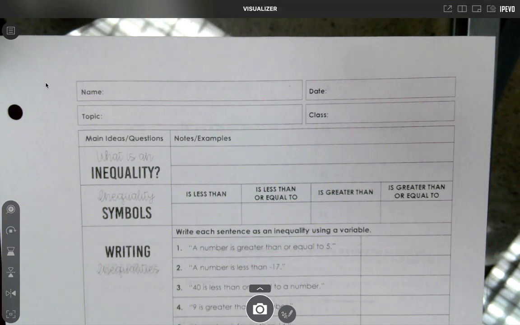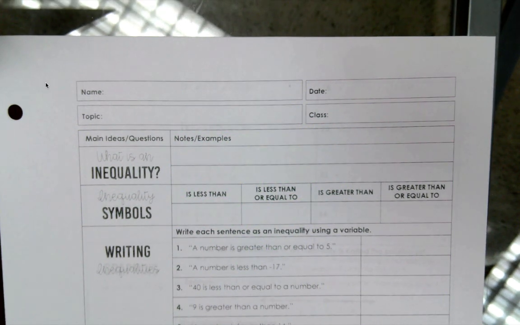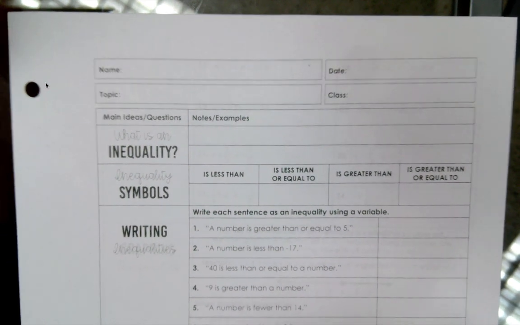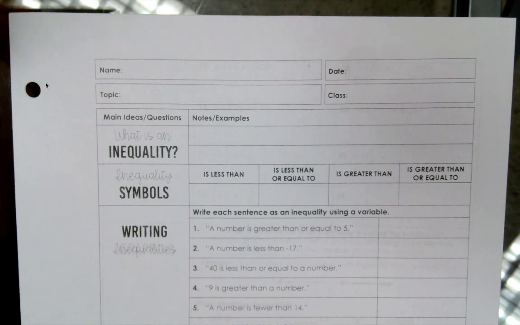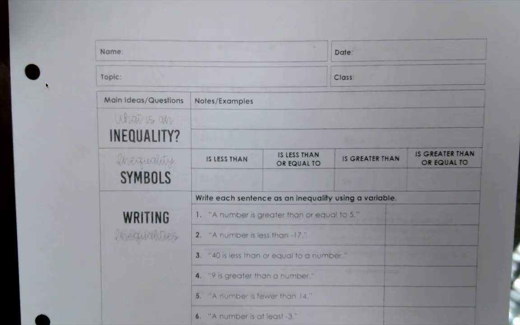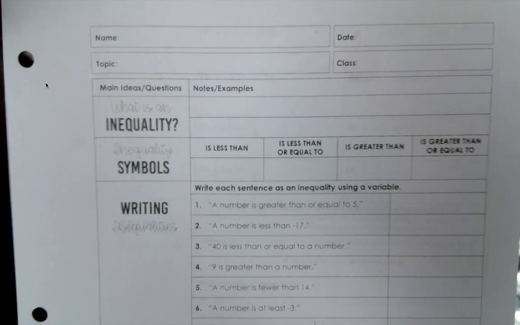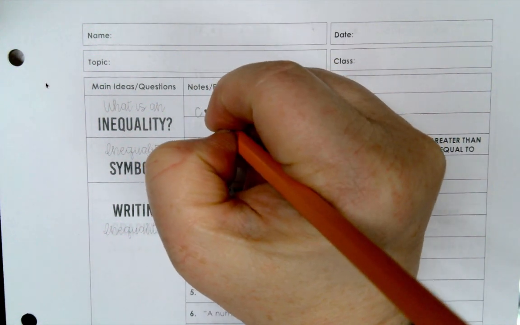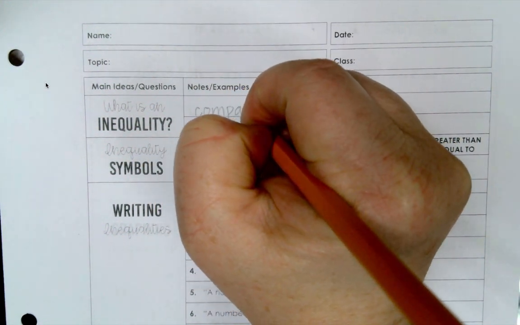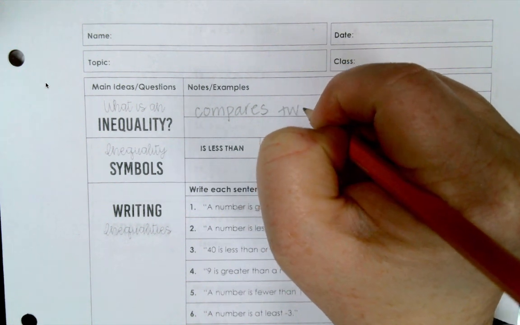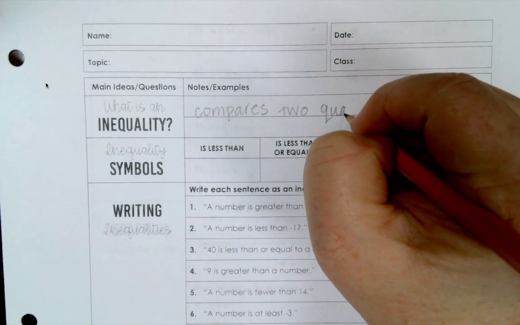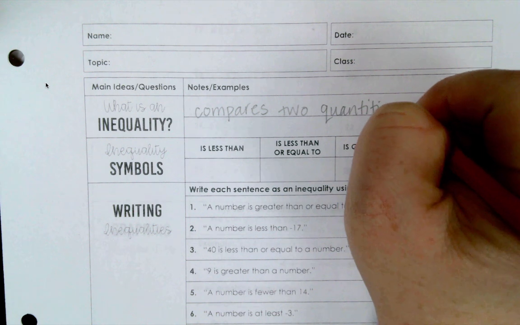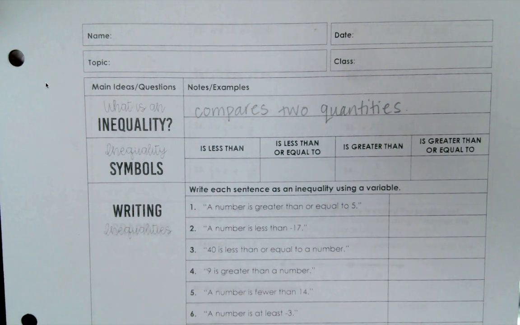Okay, now, like we've done equations, adding and subtracting, multiplying and dividing, and now we're going to move on to inequalities, okay? So inequalities, as you'll find out, are a lot like equations. So right here, the question is, what is an inequality? An inequality compares two quantities, okay? It compares two quantities.